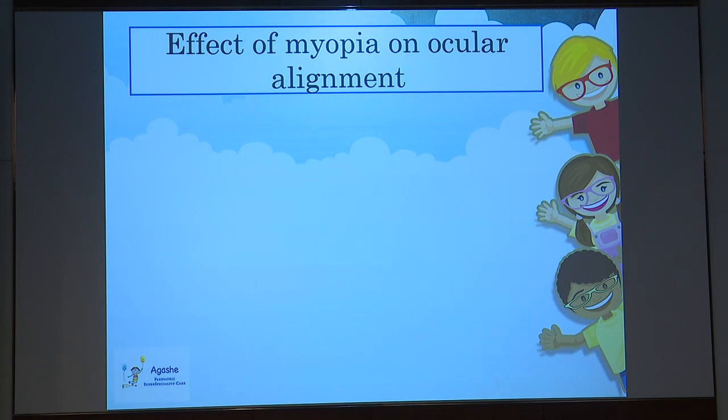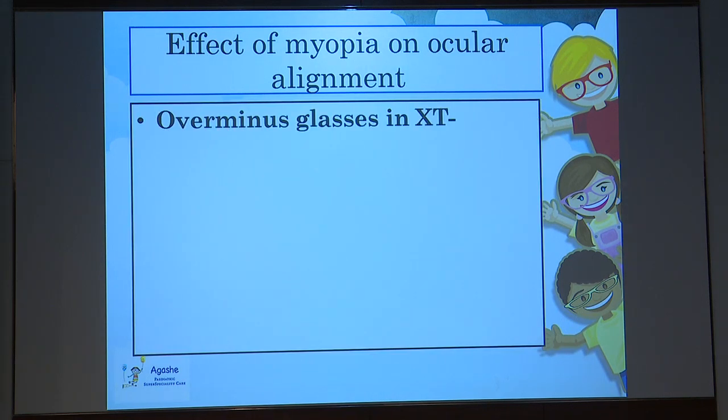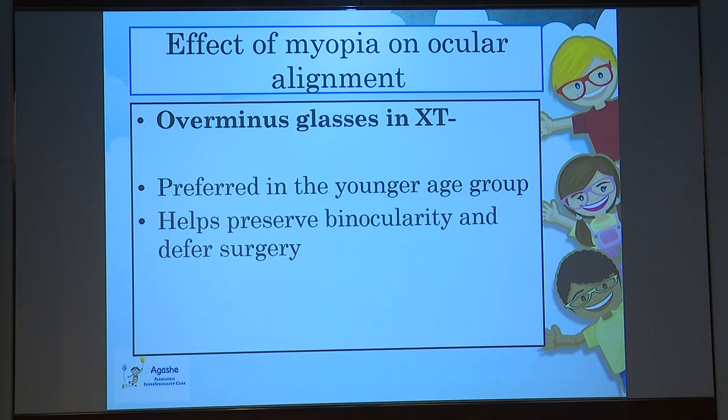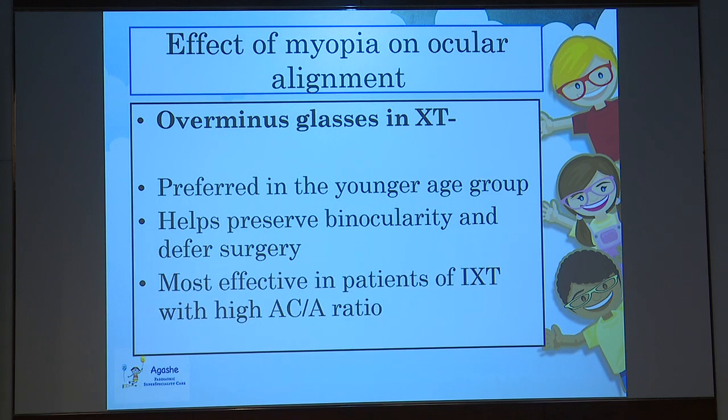So what is the effect of myopia on ocular alignment? One thing that I need to tell you is when we encounter a patient with myopia or any refractive error when the patient has strabismus, first give a pair of glasses and reevaluate after 2 to 3 weeks. Now, over-minus glasses has been used as a treatment for patients with intermittent exotropia. It is preferred in the younger age group. It helps preserve binocularity and defer surgery. And it is most effective in patients of intermittent exotropia with high AC/A ratio.